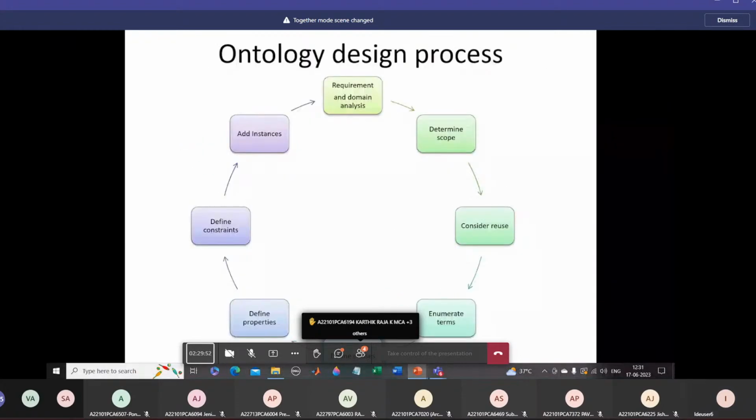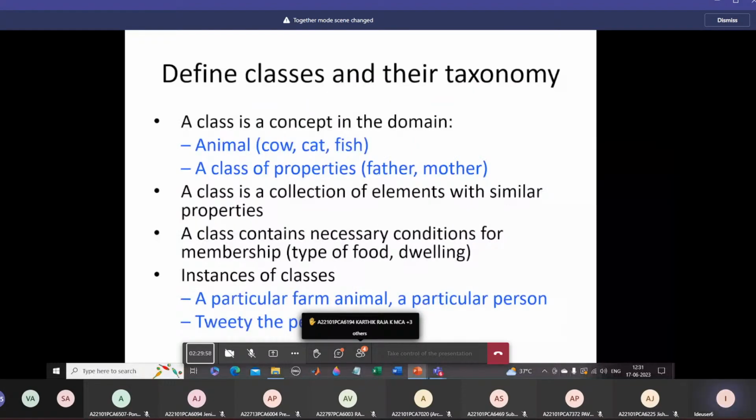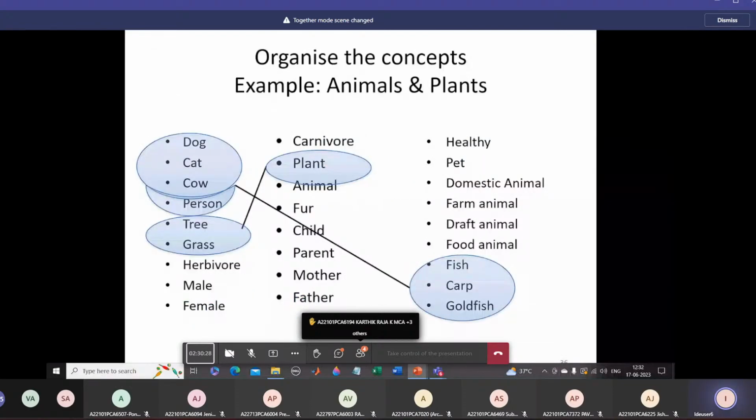Next is defining the classes and the taxonomy. So a class is a concept in the domain. So you can say, when you say animal, cow, cat, and fish, they all belong to animal. A class has properties, father and mother and all that. So a class is a collection of elements with similar properties. They have some necessary conditions for membership. Okay, there are instances of a class. So a particular animal, a particular person. Okay, all these are the classes.